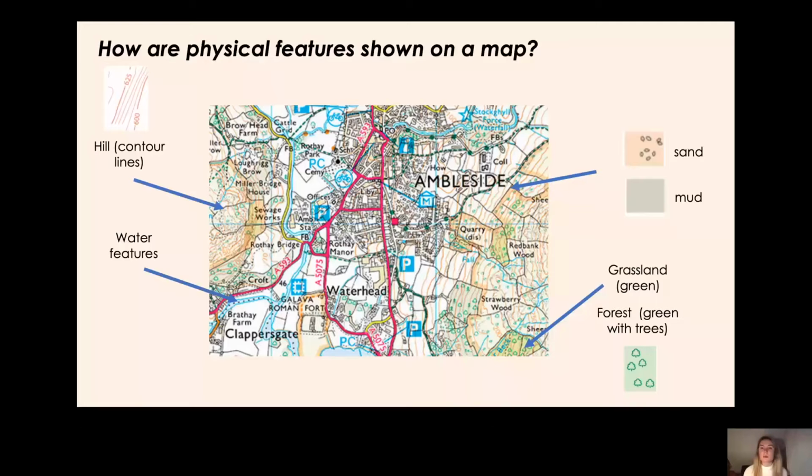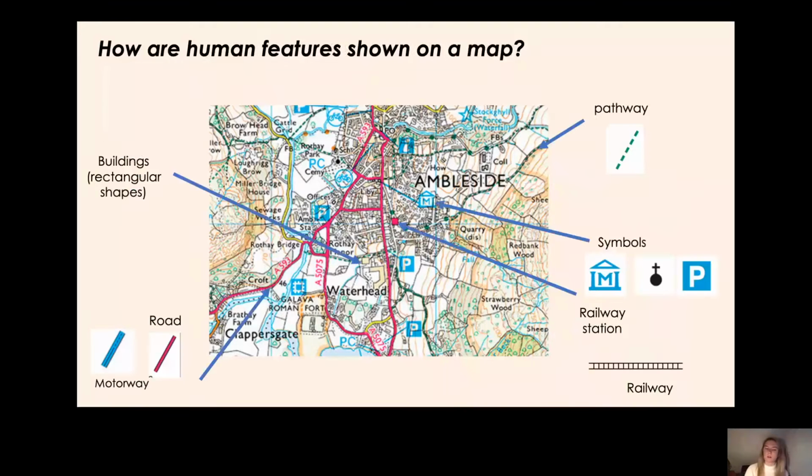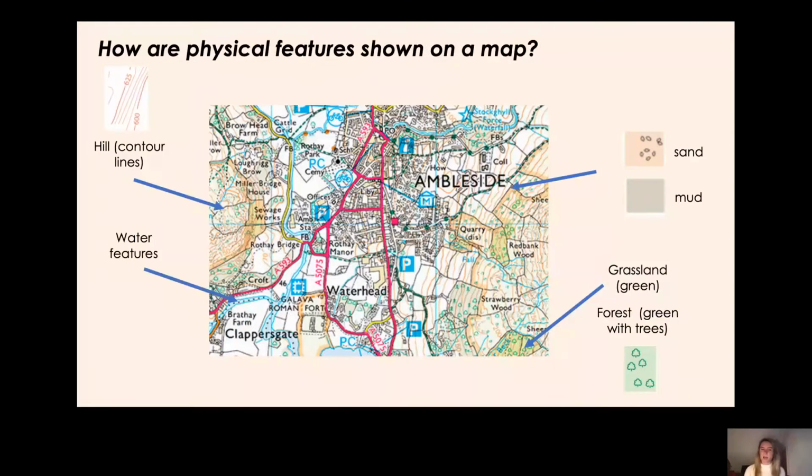Now, these ones are a lot easier to remember because we think of water as blue, grass as green, and sand as yellow, okay? Whereas we don't think of a road as pink and a motorway as blue, do we? Okay, now the last thing on this map are the orange wiggly lines. Can you see them? They're all over the map.